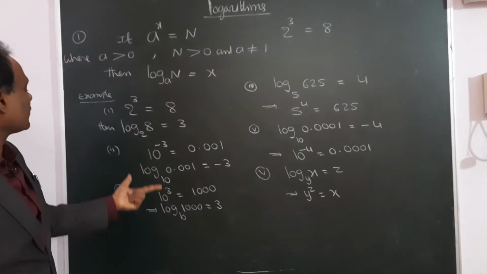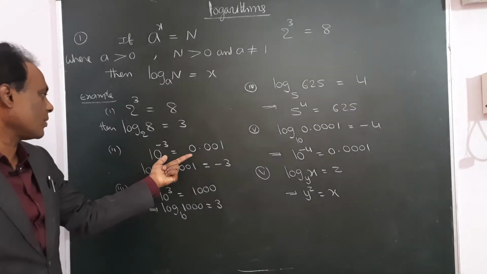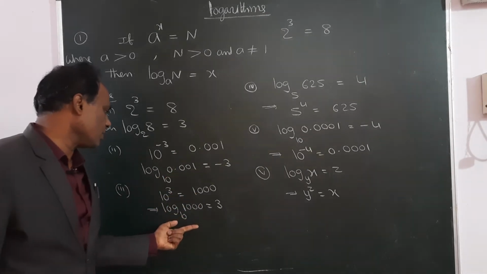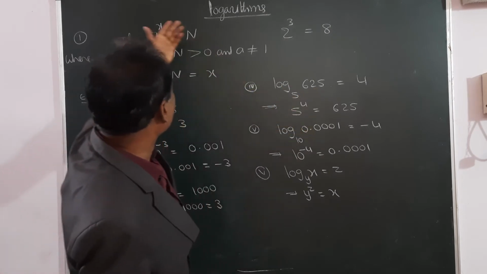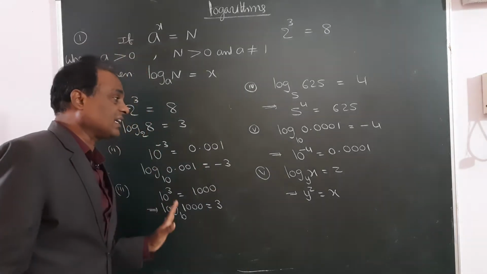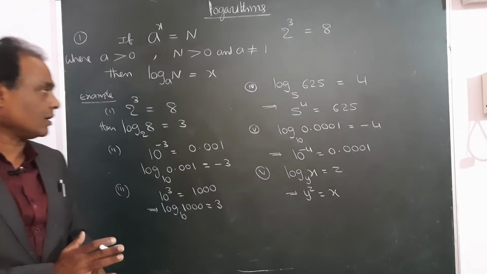So I gave 3 examples of exponential form converted into logarithmic form. Now when the logarithmic form is given, go back to exponential form. So these 3 examples are given. You have to practice to understand the definition of the logarithms. Write down.